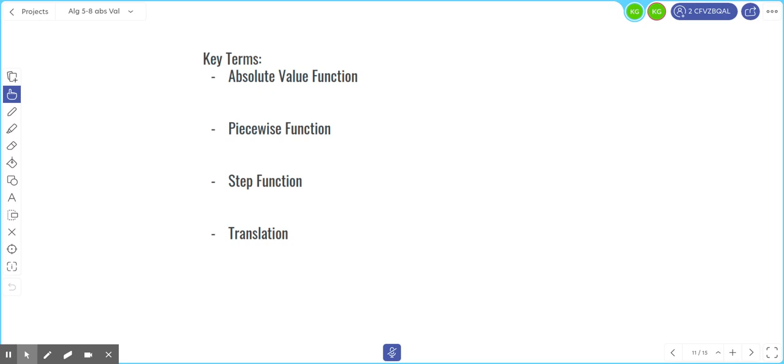Okay, so let's review the key terms from this lesson. The absolute value function is y equals the absolute value of x. That function is a piecewise function because it's made up of two functions. And piecewise functions aren't only two, it could be two or more.